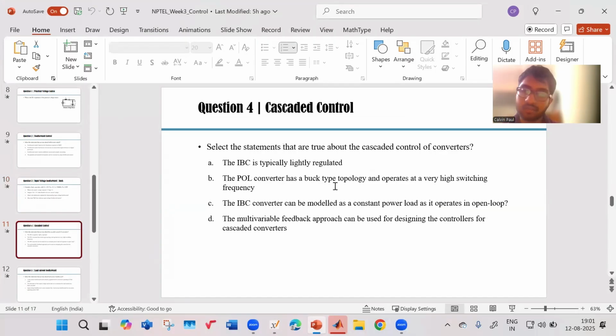Okay. So next we start with cascaded control. So can you tell me which of these are true? Which of these are false?